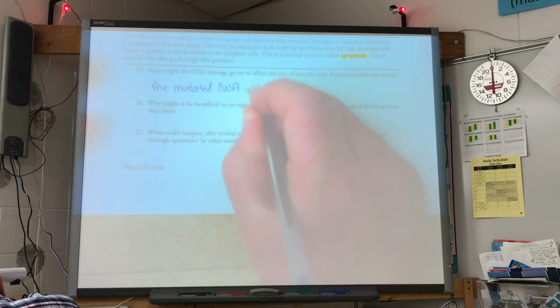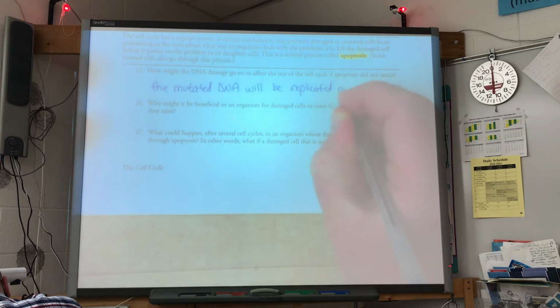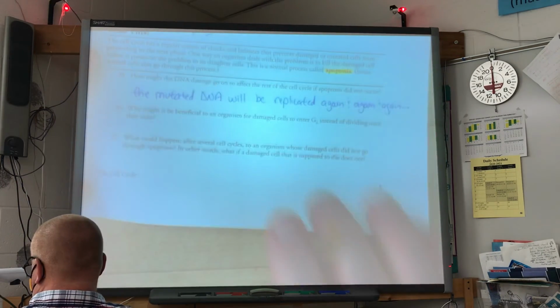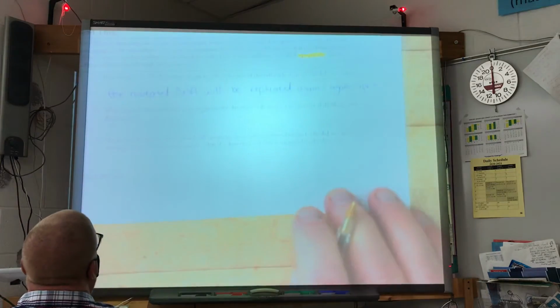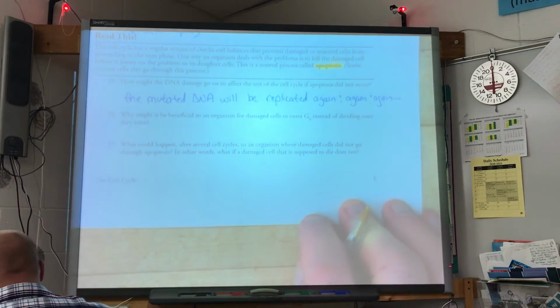So for 26, why might it be beneficial for an organism for damaged cells to enter G0 instead of dividing? Because we aren't going to replicate that mutated cell. That's the idea. But what sometimes happens is number 27. What could happen after several cell cycles to organisms whose damaged cells did not go through apoptosis? In other words, what if a damaged cell that is supposed to die does not?